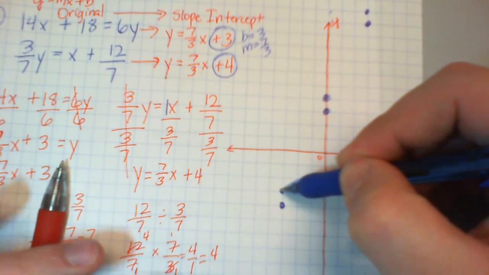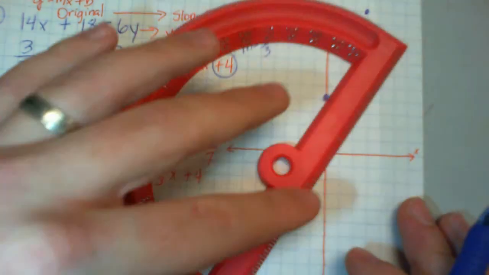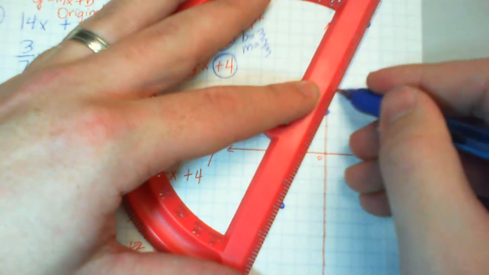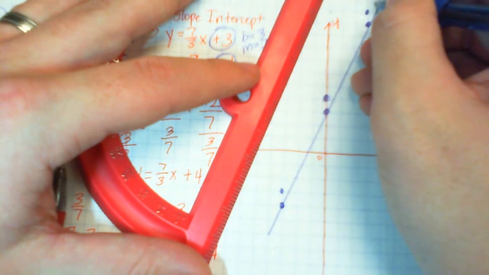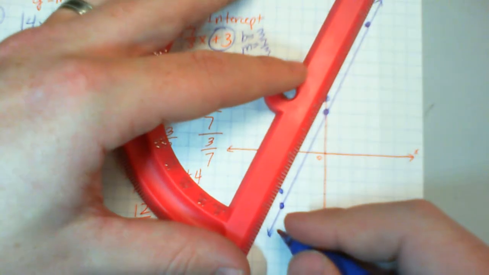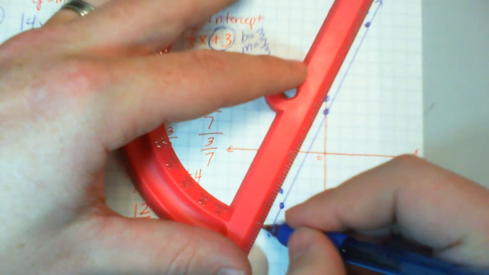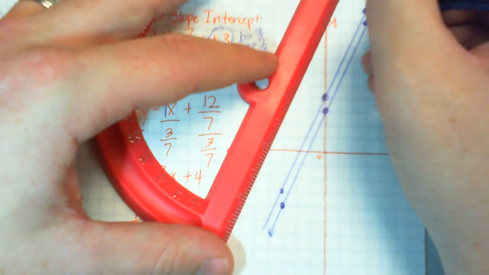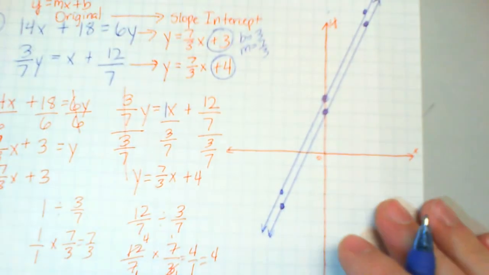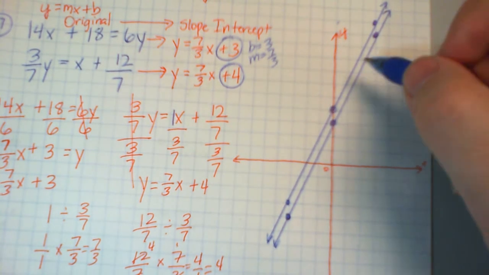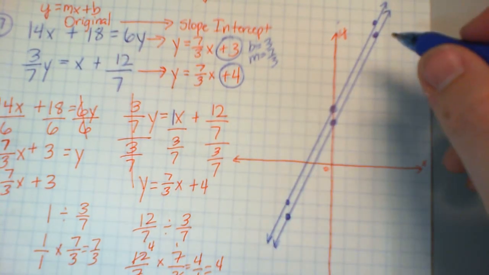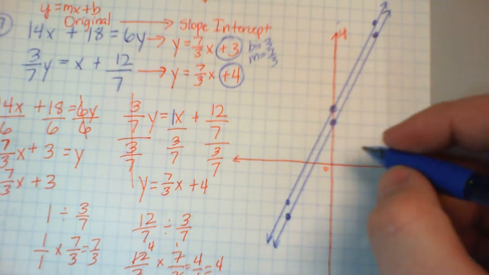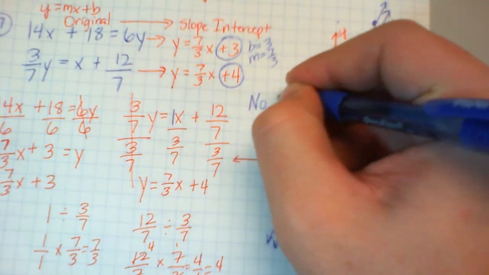Now as you see, these lines are pretty close, but I'm going to plot the first line first, which I should have done. I have a line, and then I'm going to draw my other line connecting those three dots. And as you can see, this actually creates parallel lines. So there is no intersection at all. So when there's no intersection at all, we're going to have an answer of no solution.